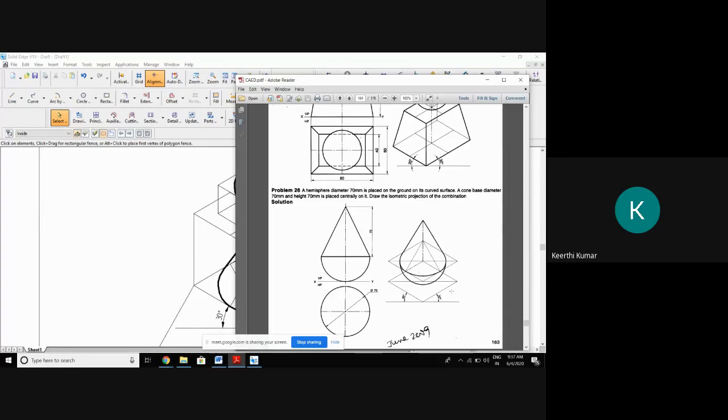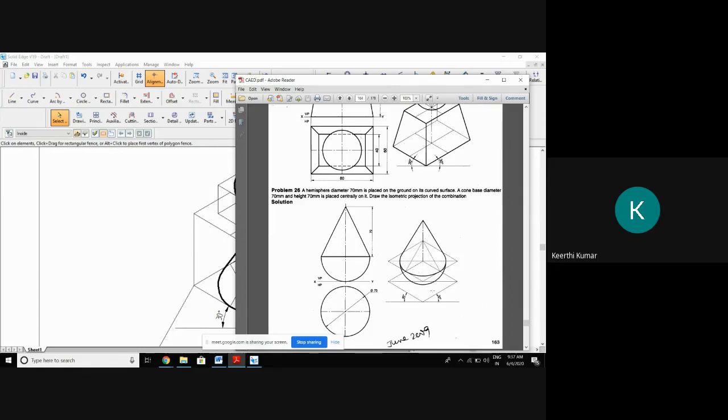Can I tell what is the difference between this problem and the previous problem? What we did now, the 26th and this problem. So the hemisphere is at the bottom of the cone. Yes, that's all. Earlier, the hemisphere was at the top. Now it is at the bottom. It's very, very simple.